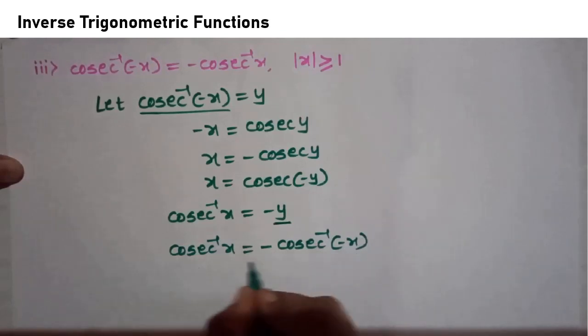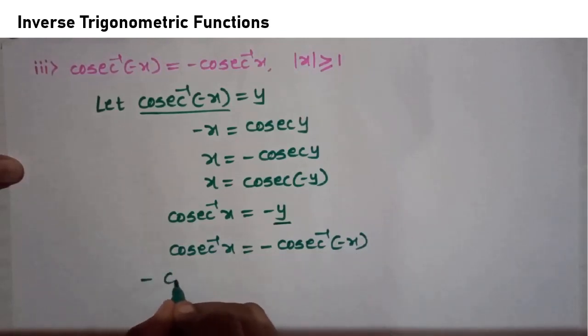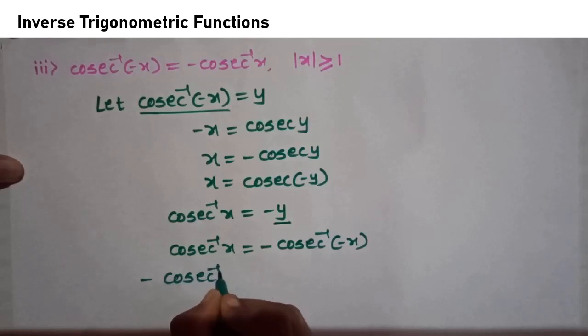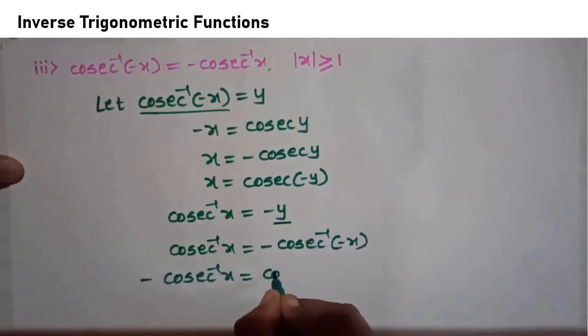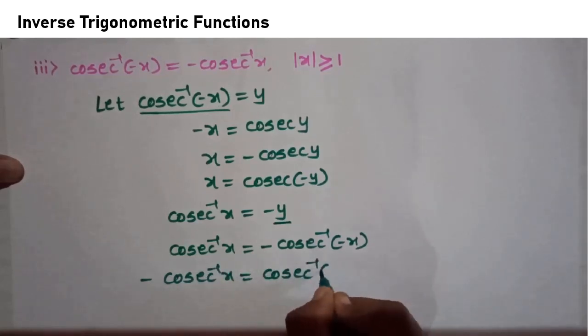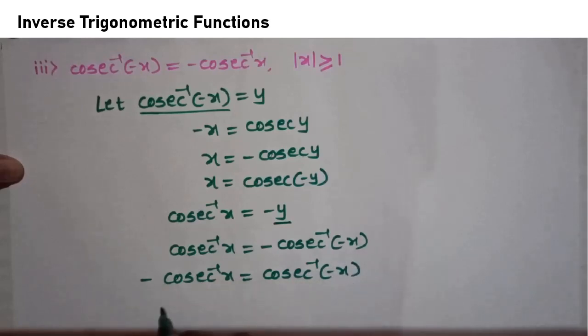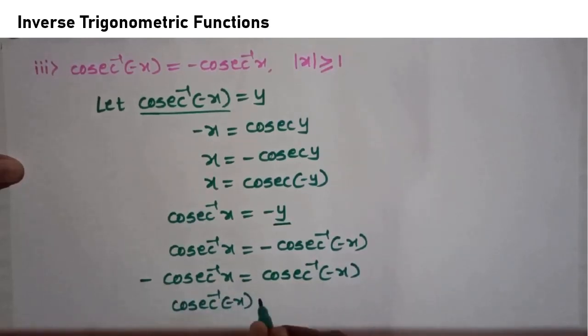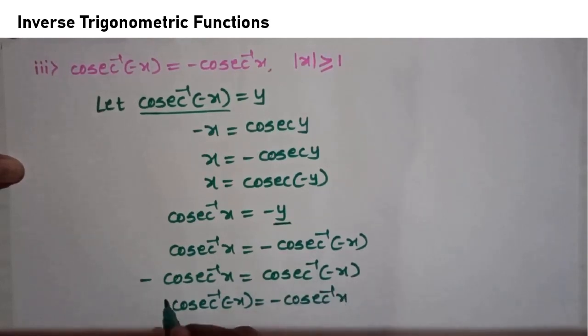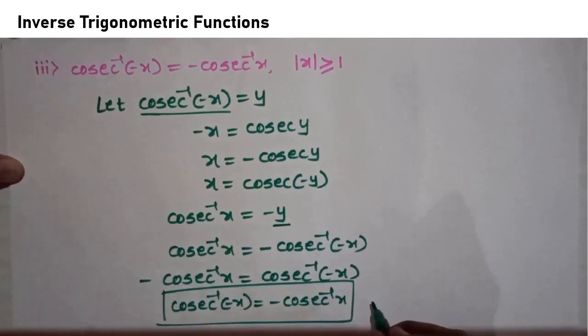Again, multiply both sides with the negative sign. We are getting minus cosec inverse x is equal to cosec inverse of minus x. So we have proved the property: cosec inverse of minus x is equal to minus cosec inverse x. Here x belongs to the set of all real numbers excluding minus 1 to 1, or mod x is greater than or equal to 1.